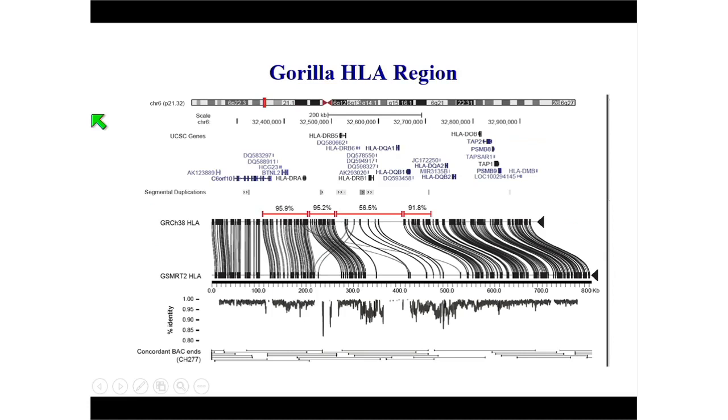So I'm just showing you here an example of the gorilla. It's not actually HLA, which stands for human leukocyte antigen, it's the MHC2 region. And we can actually sequence and assemble the entire haplotype. In fact, we can actually tease apart the haplotypes of that particular sample, that particular gorilla.